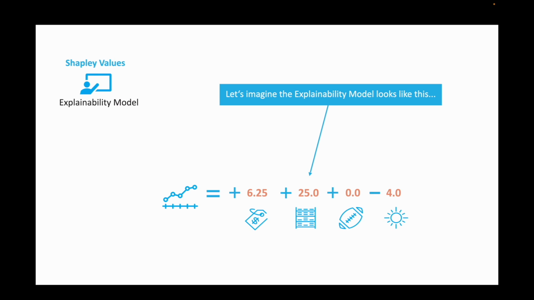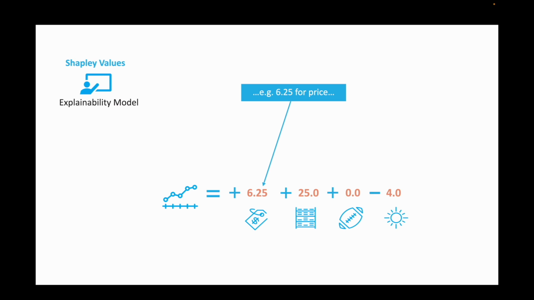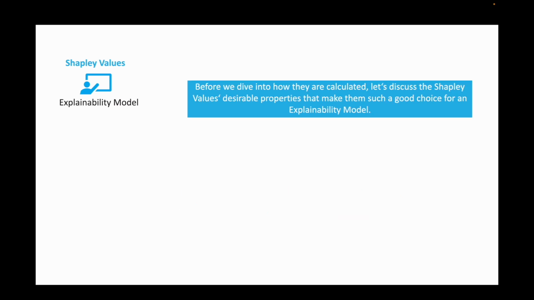Let's imagine the explainability model looks like this. Then the values for the feature's importance, for example 6.25 for price, or -4 for temperature, are then considered Shapley values.